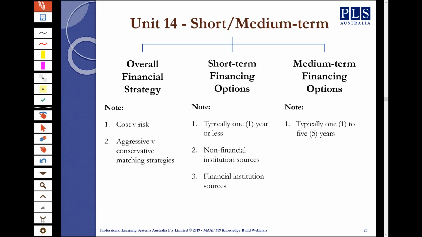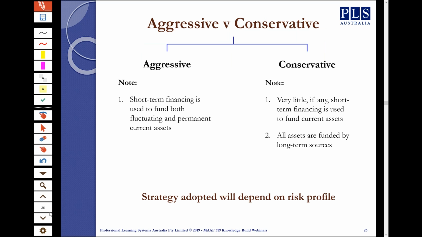Now, just note with respect to Unit 14, basically they do a little bit of introductory coverage around your overall financial strategy of cost versus risk, aggressive versus conservative. They make the point that for short term, you should typically be thinking 1 year or less, and that there are both financial and non-financial sources. And then medium term, they're talking 1 to 5 years, which is where they show you areas such as leasing.